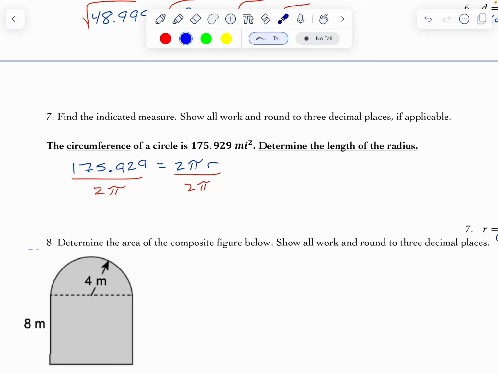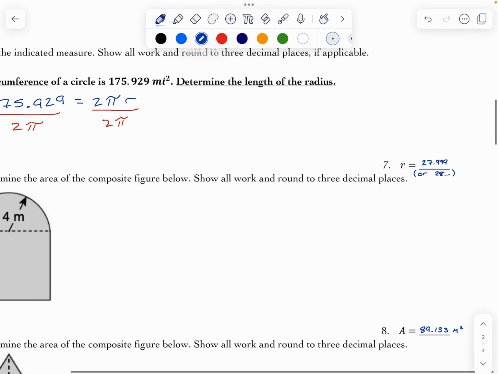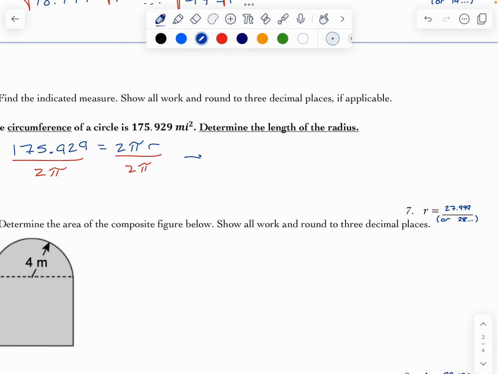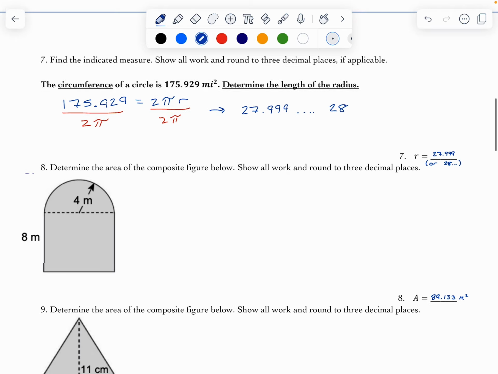If you just divided by pi, that's fine, but then you're going to have a separate step where you're just going to divide by 2. Instead, I can get both of those out in one step by just dividing by 2 pi. Here we get 27.999, which is pretty much just 28. So I have no issue with you saying that the radius is 28 as long as you show some of that work.